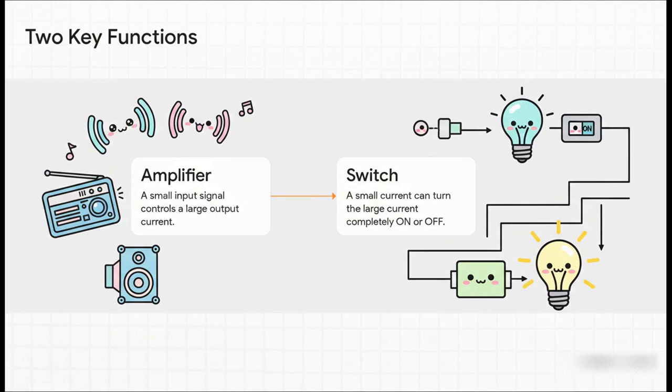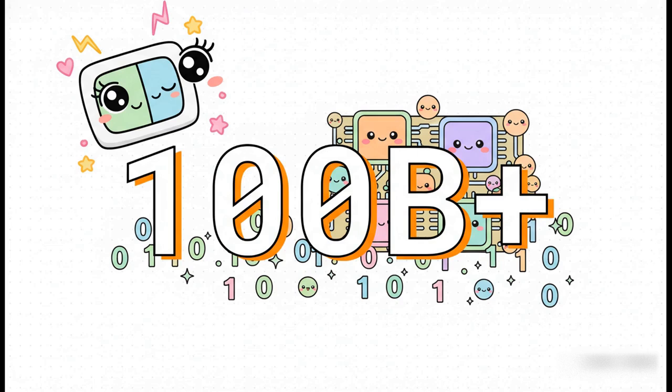But the second one is even more important for our world today. It can be a switch. That tiny base current can turn the big current completely on or completely off, instantly, with no moving parts, billions of times a second. Just stop and think about that for a second. A switch, a tiny switch that can flip between on and off, representing a 1 and a 0 in binary code, billions of times every single second.